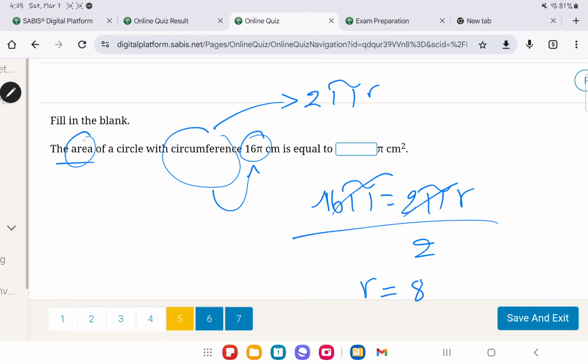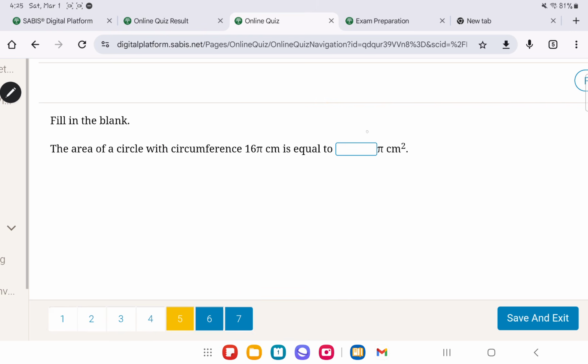So very simply, the area of any circle is pi r squared. So pi times 8 squared, so 64 pi. So very simply, the area is going to be 64 pi.